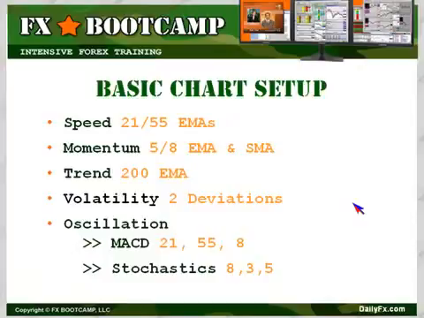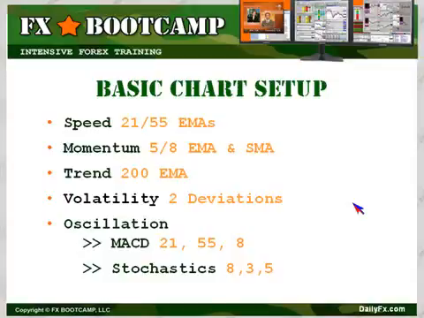Now let's go over very quickly my chart setup. I use a 21/55 EMA to measure the speed of market action, and I use the 5/8 EMA SMA combination to measure the momentum of price action. A 200 EMA to measure trend. I use Bollinger Bands set at 2 standard deviations to measure volatility, and then I use oscillators: MACD slowed down with its custom settings of 21/55/8, and stochastics sped up at 8/3/5.